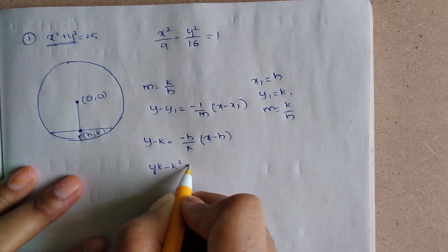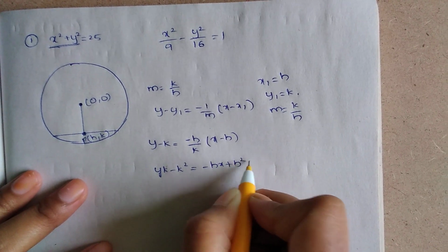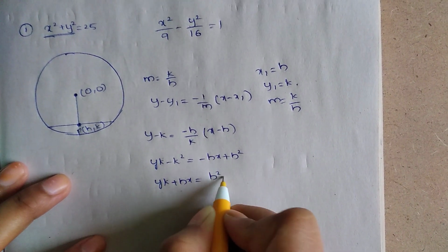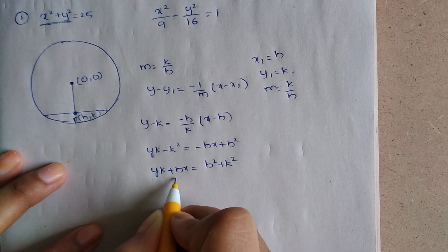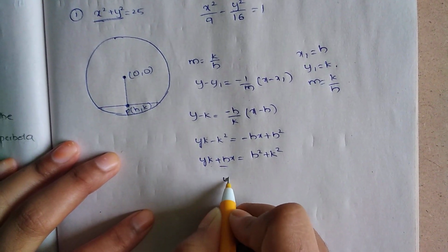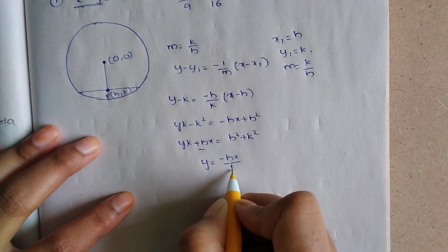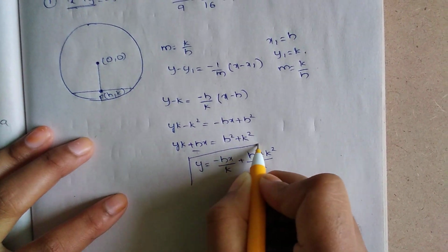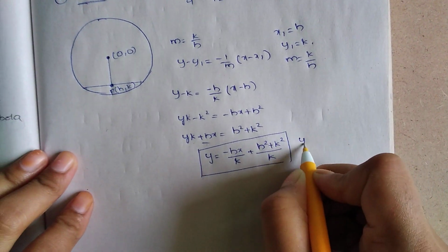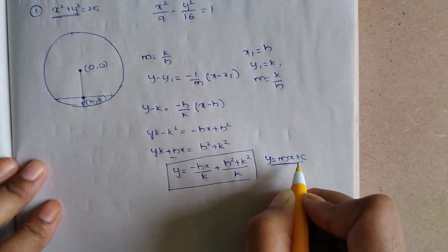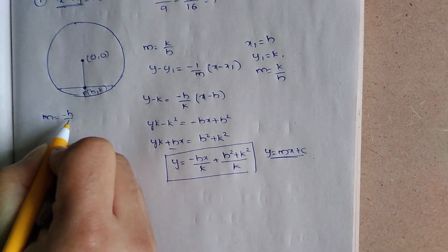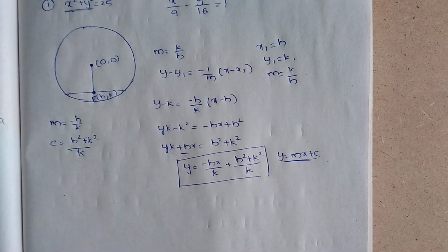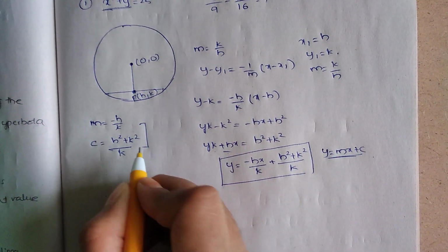yk minus k square is equal to minus hx plus h square, which implies yk plus hx is equal to h square plus k square. Taking hx and k to the other side, y is equal to minus hx by k plus h square plus k square by k. Observe this equation. It is of the form y is equal to mx plus c. Yes, m is minus h by k, c is h square plus k square by k. Why are we doing this? Listen. Now, keep this in mind.